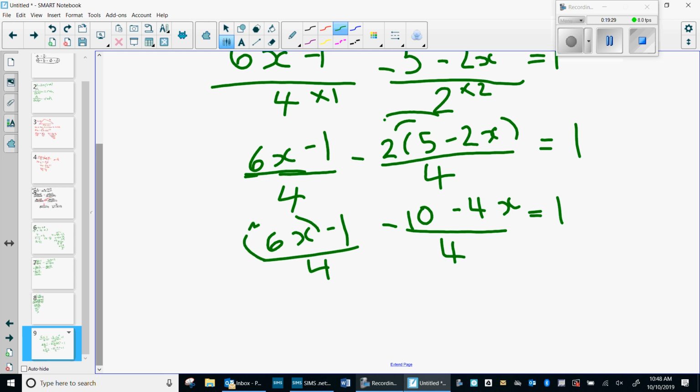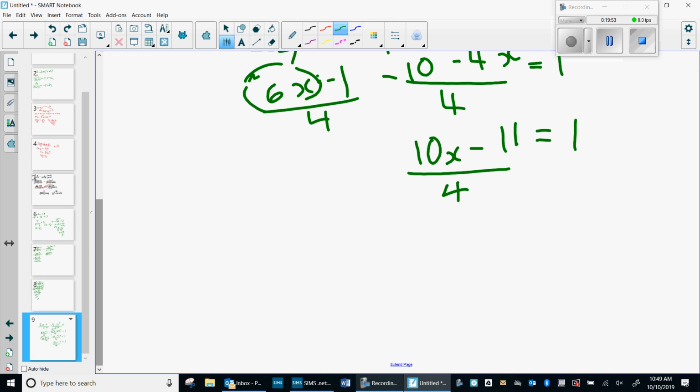So I did, sorry, that's supposed to be a circle. 6x, take away 4x, and 2 takeaways is a positive. So then I got 10x. And then I did the other term, so negative 1 take away 10. I got take away 11 from there, over 4, still equal to 1.